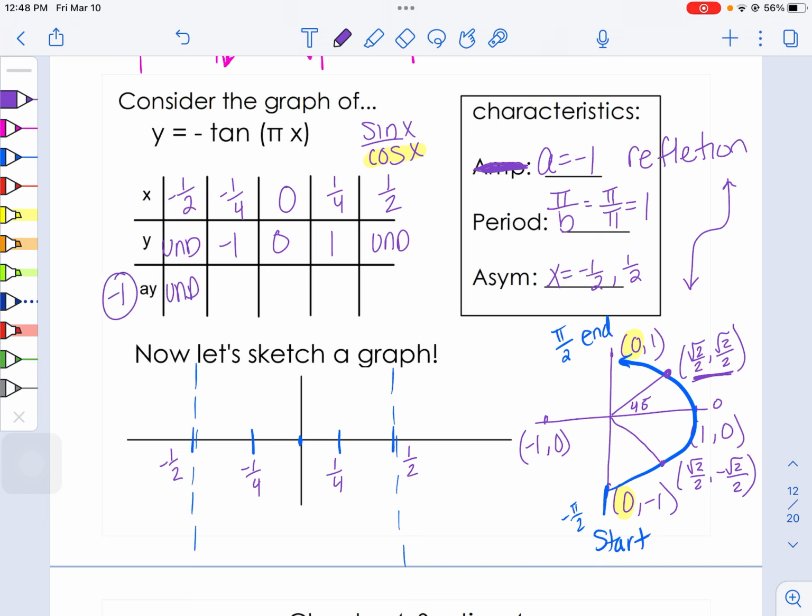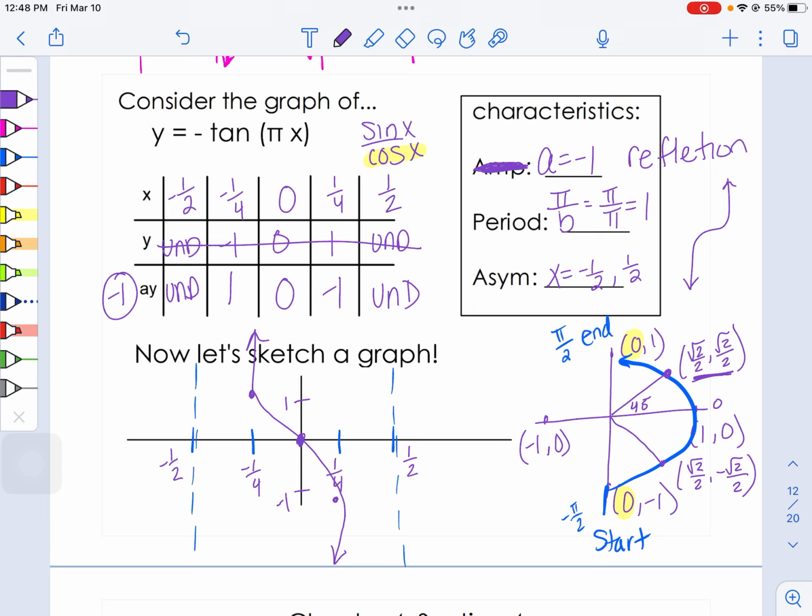and then my a value is negative 1, so this is going to flip it. This is still going to be undefined, this is going to be positive, this is going to be negative, this is still going to be undefined. So graphing, my asymptotes are drawn, then at negative 1/4, positive 1 right there, 0, 0, and then 1/4, negative 1 right here. And then you're going to go down like this.